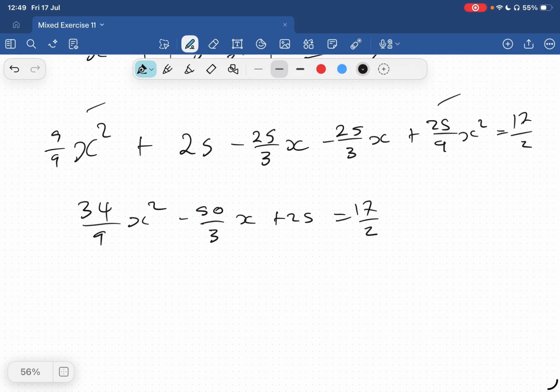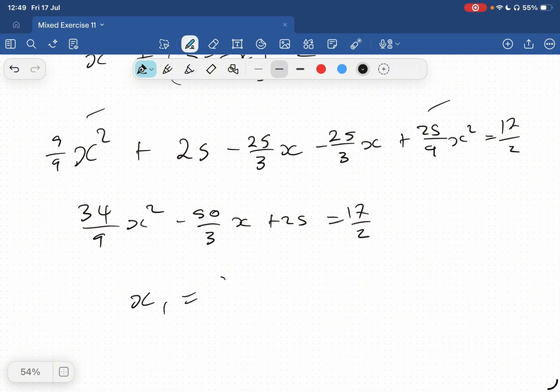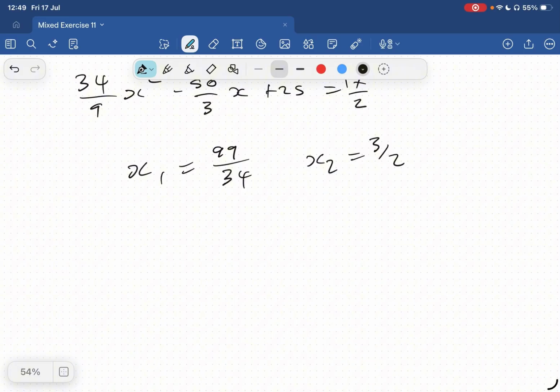So we're going to solve this polynomial. x1 equals 99 over 34, x2 equals 3 over 2. Again, when you get nice x's like that, it's hard to argue that you wouldn't be right. Perfect. Now we need to figure out what our y's would then be.